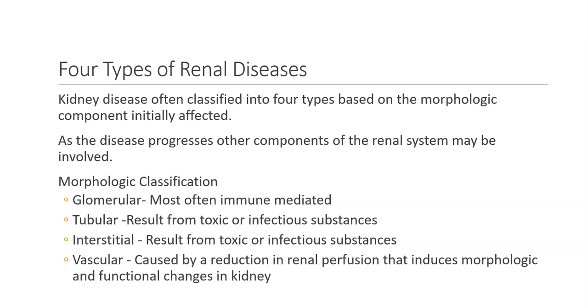Kidney diseases are often classified into 4 types based on the morphologic component initially affected. As the disease progresses, other components of the renal system may also be involved. The morphologic classifications are glomerular, where most often the changes are due to an immune-mediated reaction; tubular and interstitial, both of which result from toxic or infectious substances that cause changes; and vascular, which is caused by a reduction in renal perfusion, the ability to get oxygen to the tissues, that will induce morphologic and functional changes in the kidney.